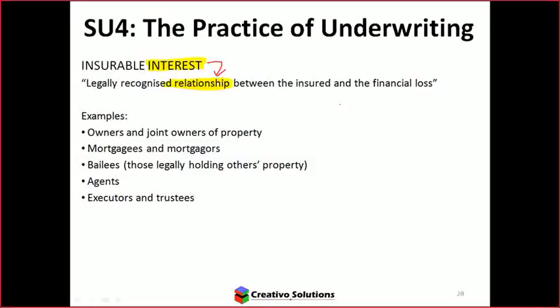So insurable interest exists when there is a legally recognized relationship. It has to be recognized. Another example could be taking out motor vehicle insurance. If you don't drive the car and someone else does, what must you do?